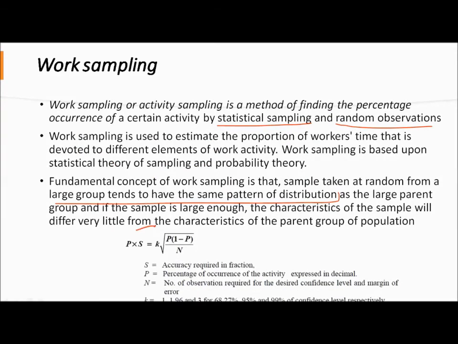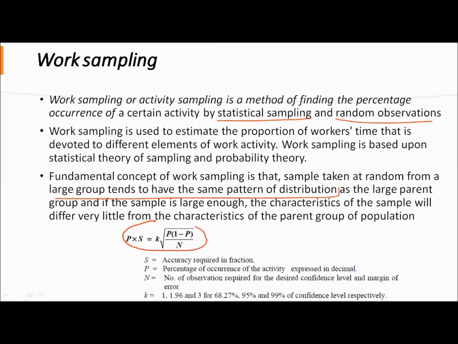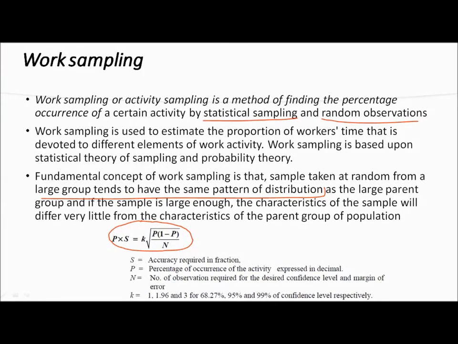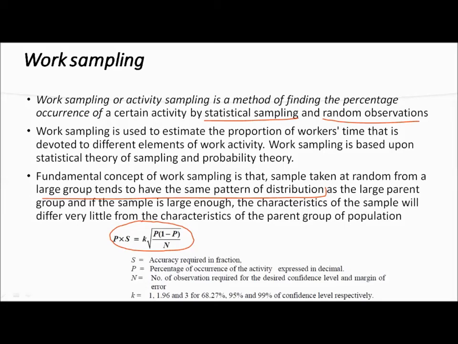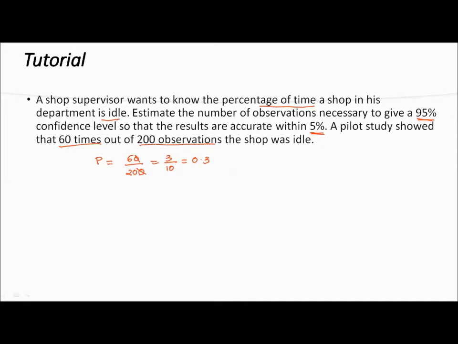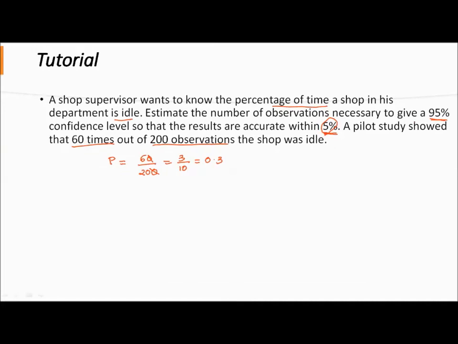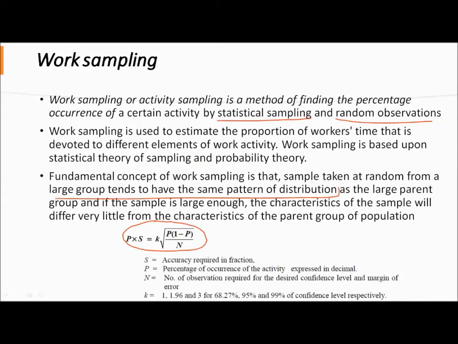So you should be using this particular equation. See, what is P? P is the percentage of occurrence of the activity expressed in decimal. So in this particular case, the activity was idle time, and S is the accuracy required in fraction. So is the accuracy given here? Yes, the accuracy given here is 5%. So S is equal to 5%, that is 0.05.